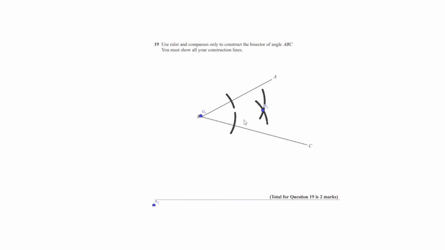Then what we want to do is join up the point, and I've added a little point in where these two arcs crossed, with our point at B. So we want to join them up with a straight line. So let me just go ahead and do that like that. So you'd have your straight line here, and that's the bisector of the angle like that.